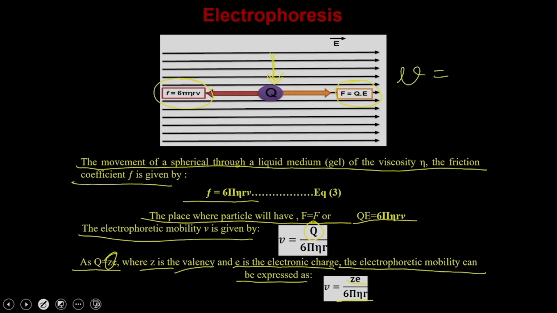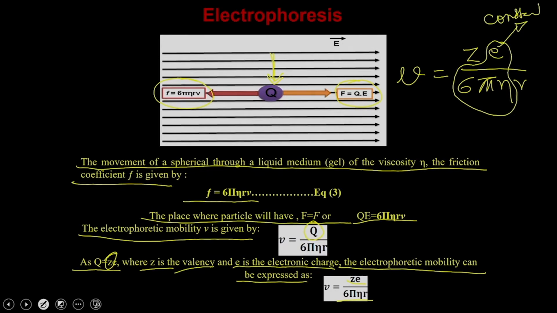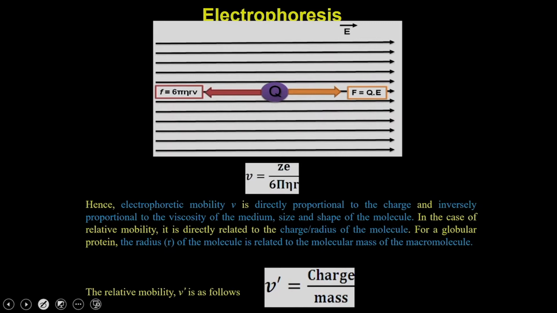What you see here is ZE by 6 pi eta r, and this component is actually a constant, not dependent on the molecule, which means v is directly proportional to Z by r. Hence the electrophoretic mobility is directly proportional to the charge and inversely proportional to the viscosity of the medium and the size and shape of the molecule.